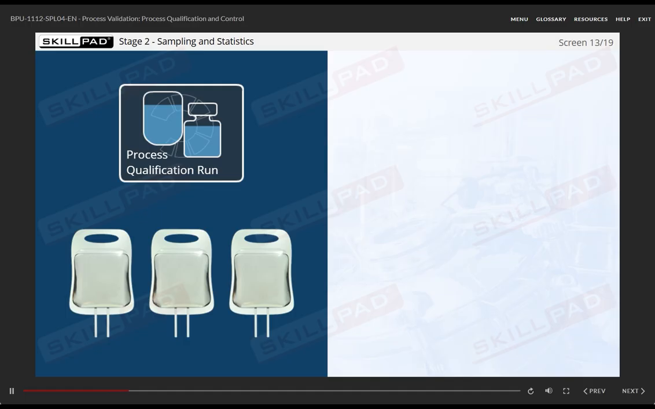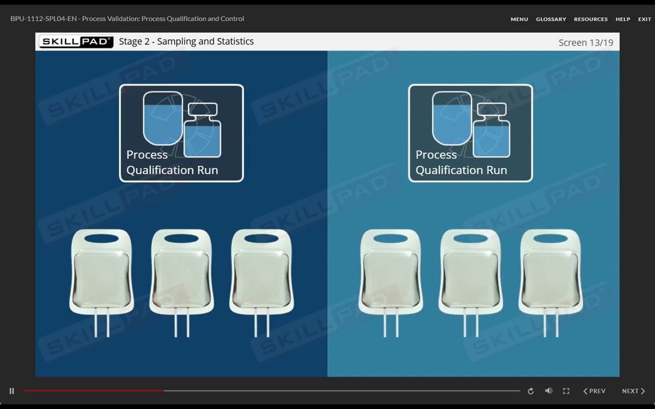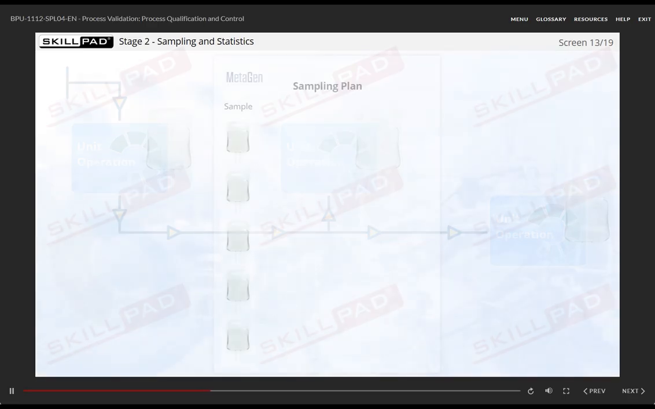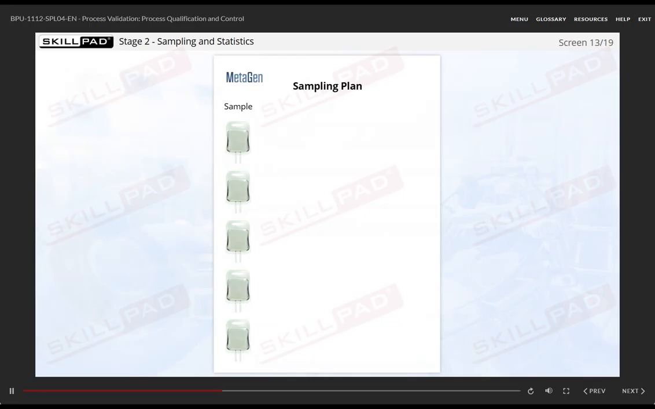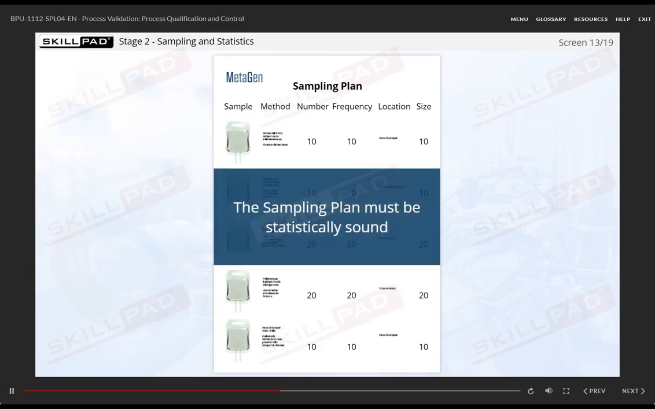We're looking specifically for samples from the same batch to show similar attributes. We also want samples taken from different batches to have the same attributes. The samples need to come from each unit operation of the process. This means numerous samples are taken and analyzed, so a sampling plan is required. The sampling plan includes the method of sampling and the number, frequency, location, and size of samples. Statistics have a key role in all aspects of Stage 2, and the sampling plan needs to be statistically sound.